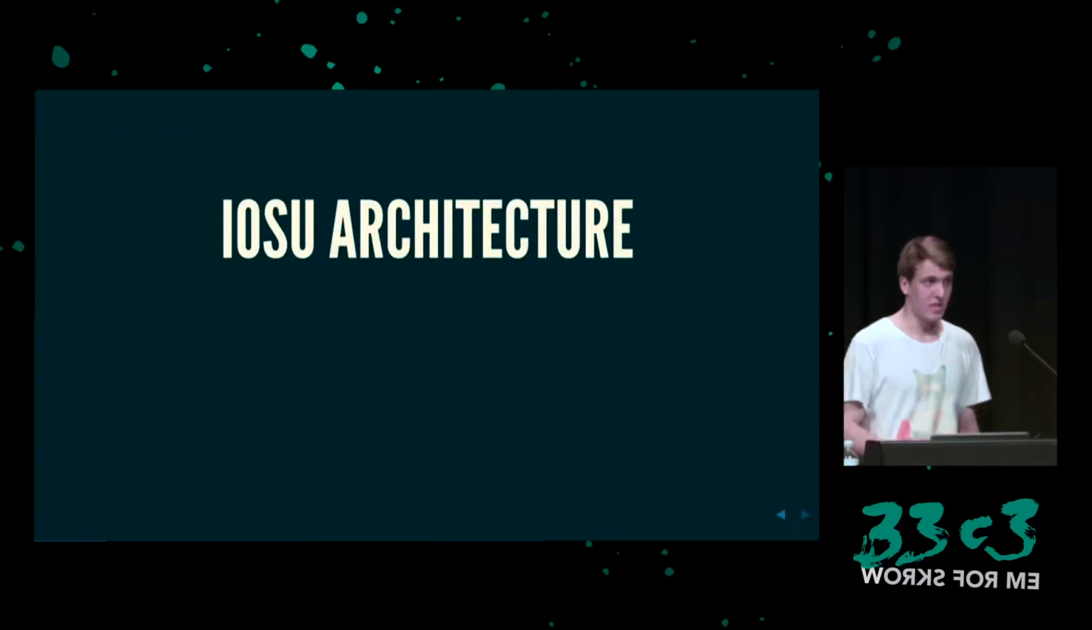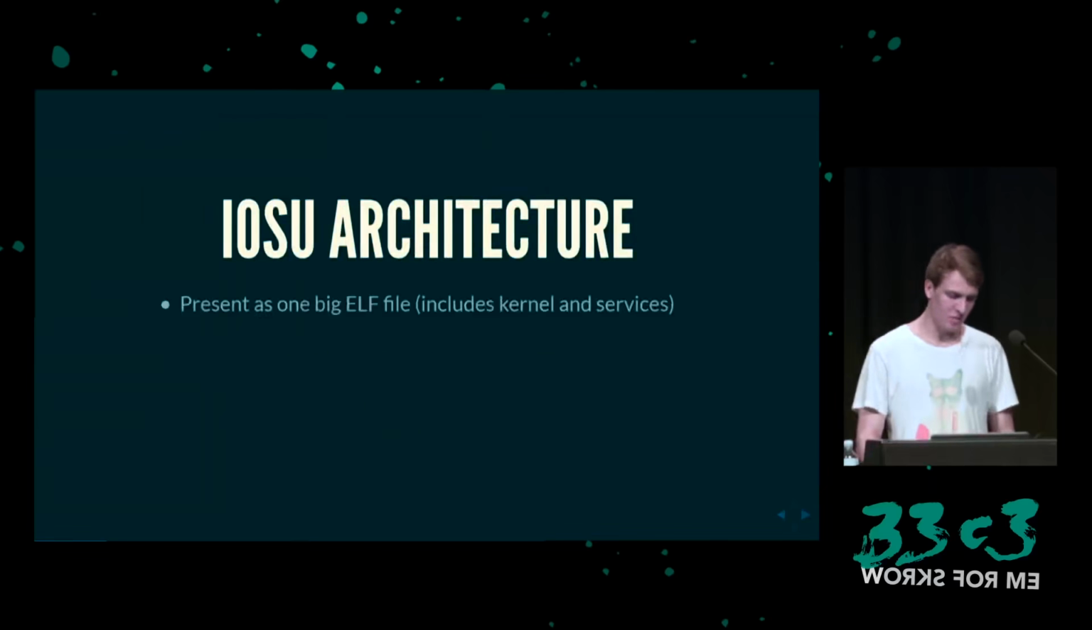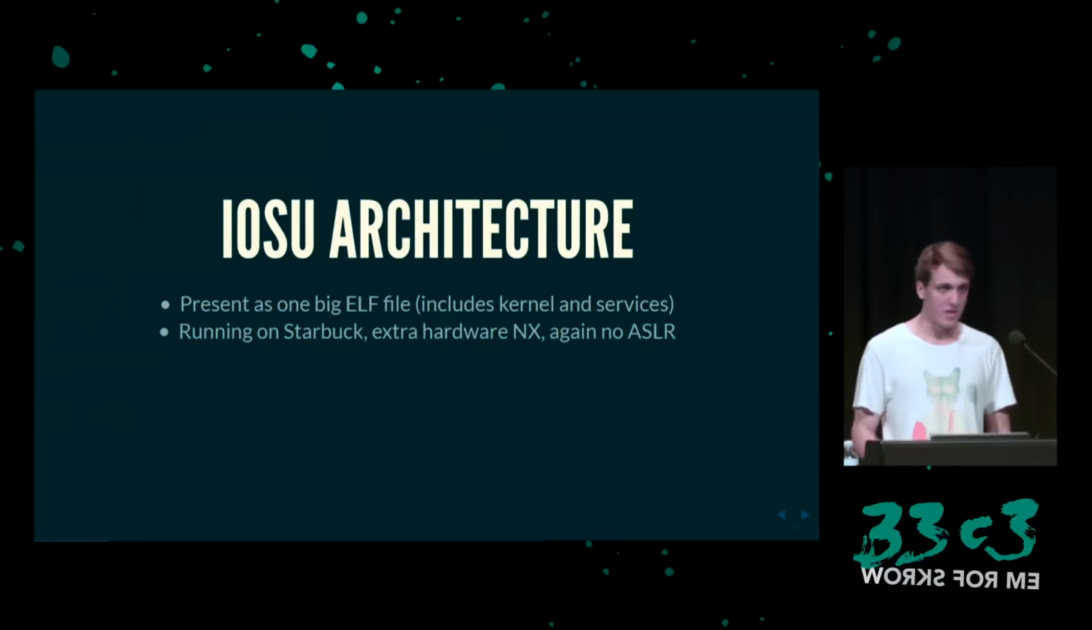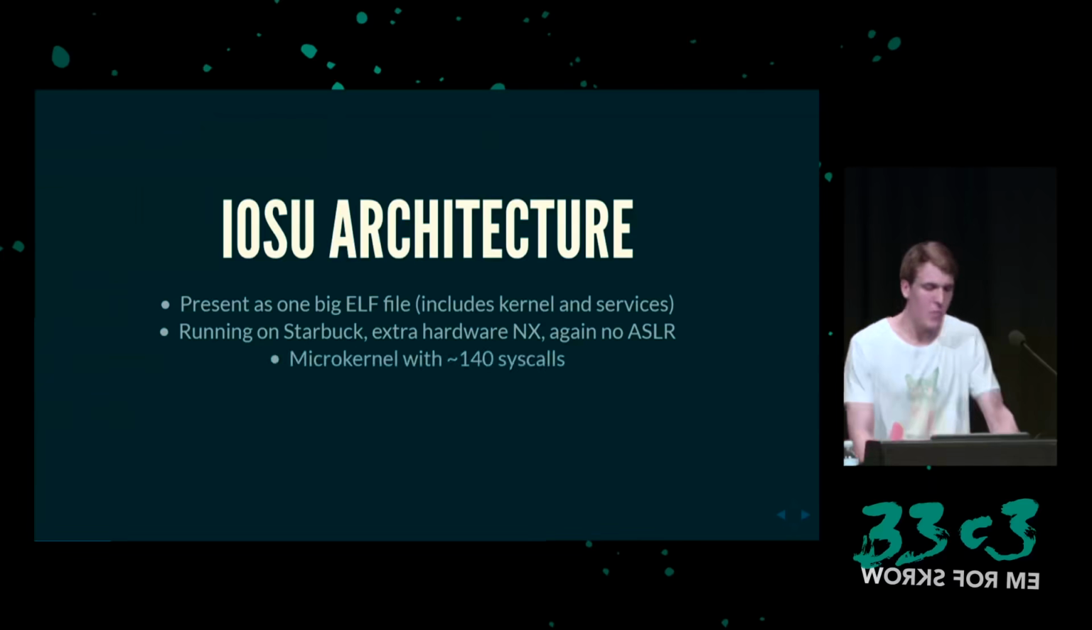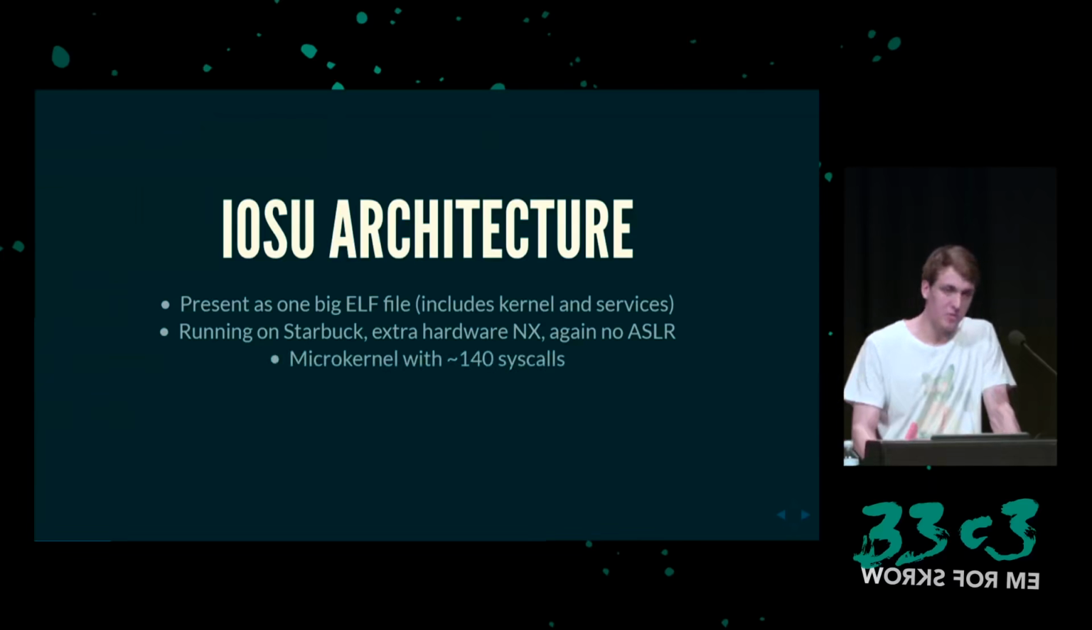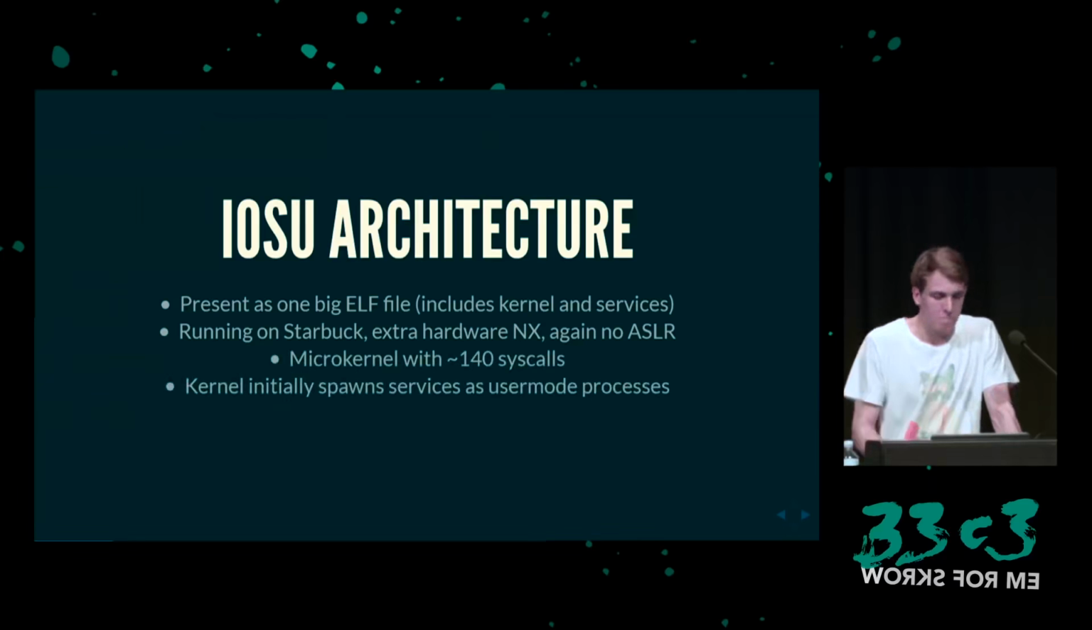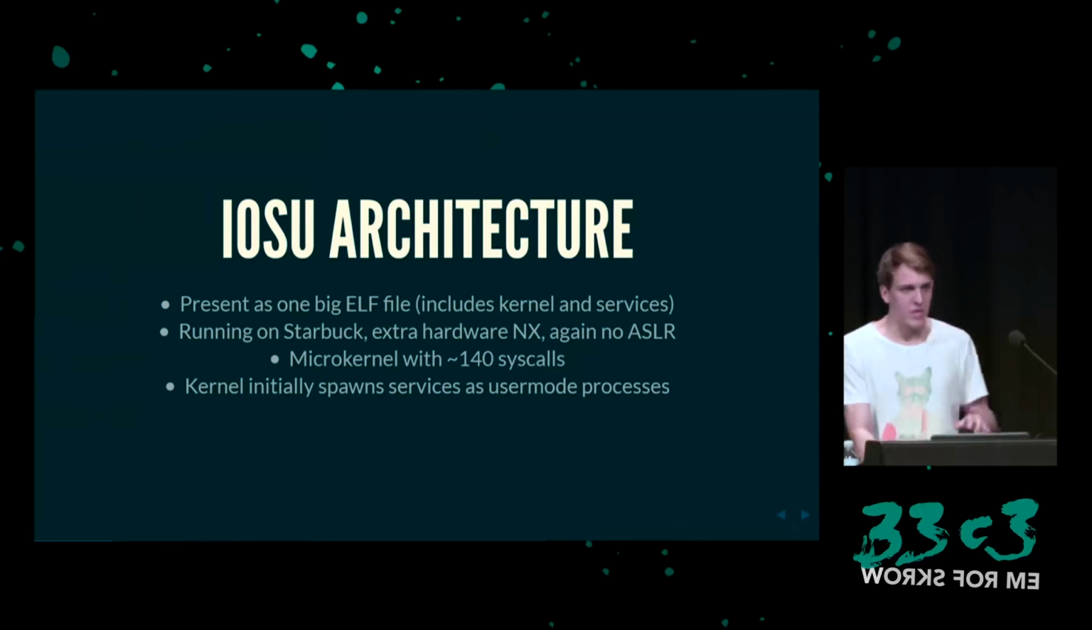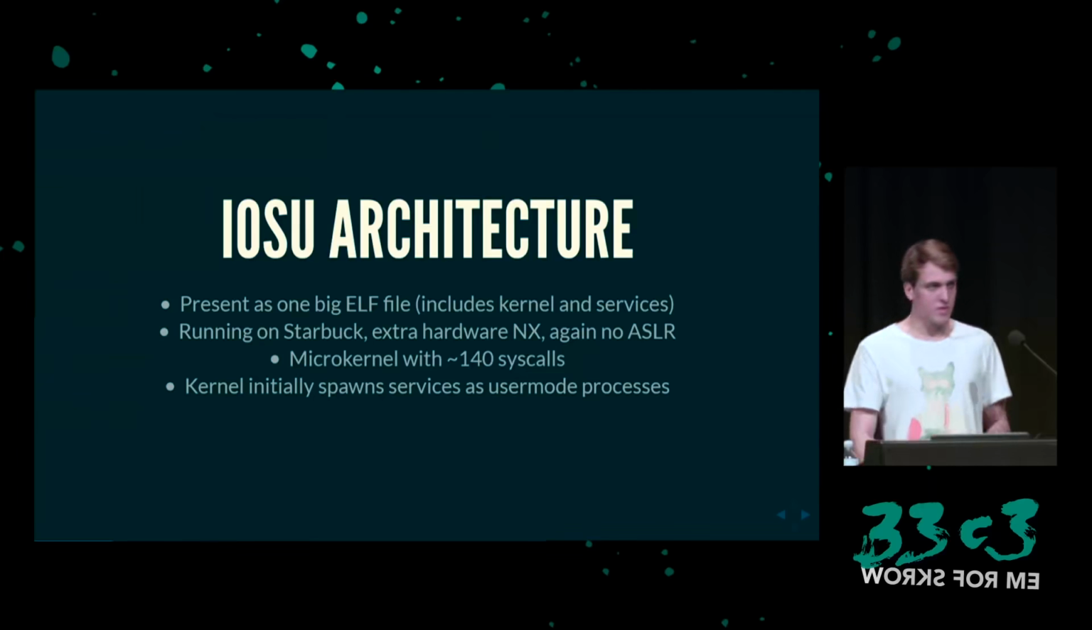For that, let's look at the IOSU architecture. So IOSU is present as one big ELF file, and this includes the kernel and all the services. And it's running on the Starbuck. It has a hardware way to enforce no execute, and again, no ASLR, making our lives easier. And it's a microkernel design and has about 140 syscalls. Another thing to note is that the kernel spawns all the services as user mode processes. So before we can exploit the kernel, we actually have to exploit one of these user mode processes, which we did, but I'm not going to talk about.